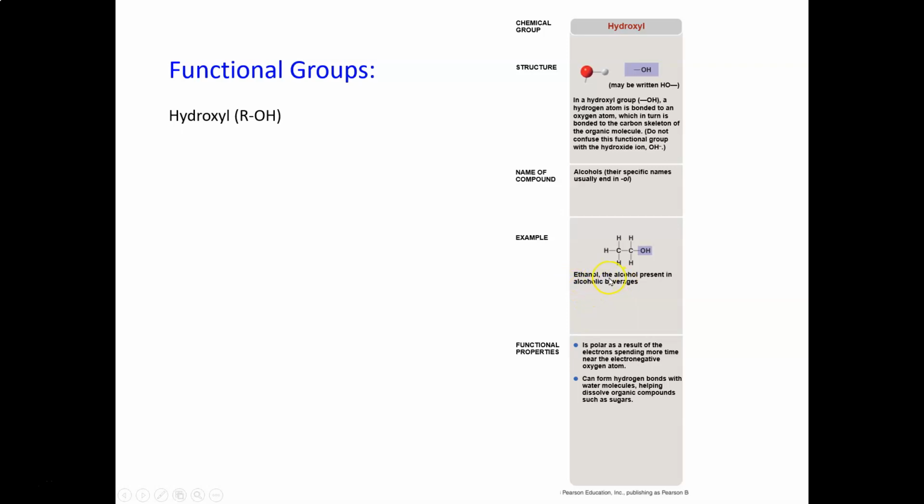As an example, ethanol, and all alcohols, tend to have the OH at the end. We also see these with sugar, and that OH allows sugars, carbohydrates, to dissolve in water. So that becomes important functionally. Carbohydrates like glucose, which is the most important carbohydrate in the human body, can dissolve in blood and be carried to cells for energy.